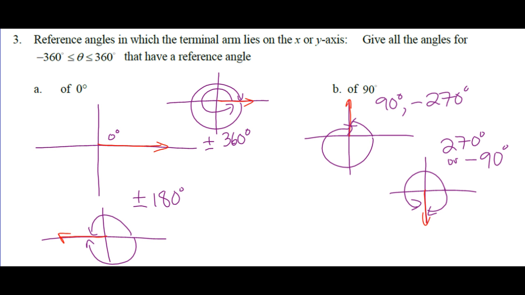Okay? So those are reference angles which lie along the axis. They're also called quadrantal angles, because they're really splitting the quadrant. So those angles are 0, 90, 180, 270, 360, or negative 90, negative 180, negative 270, negative 360.